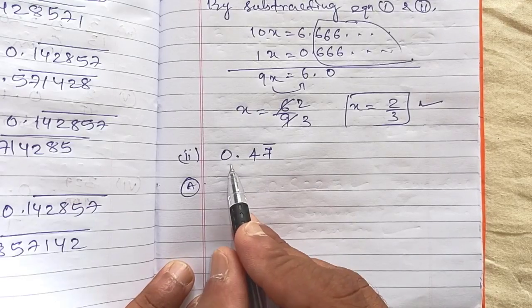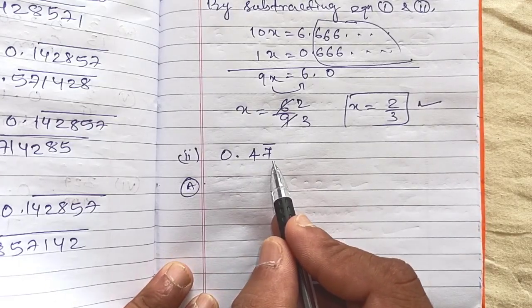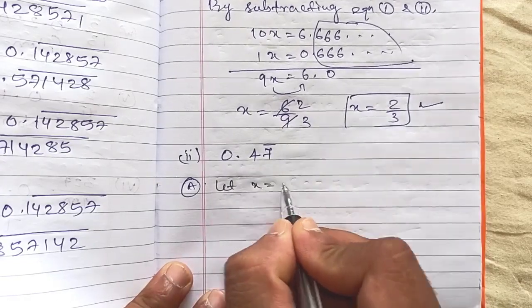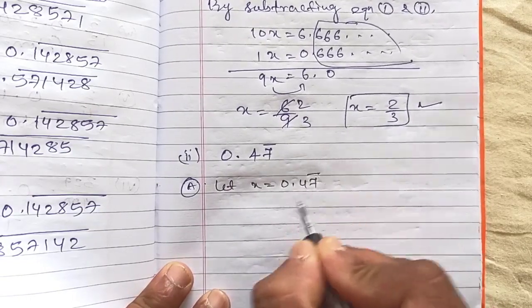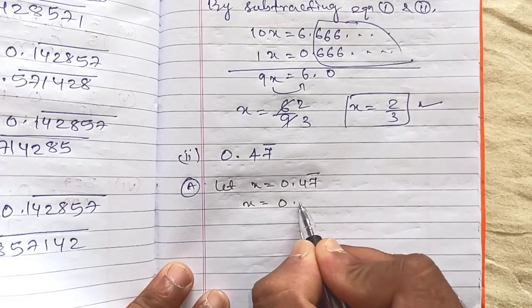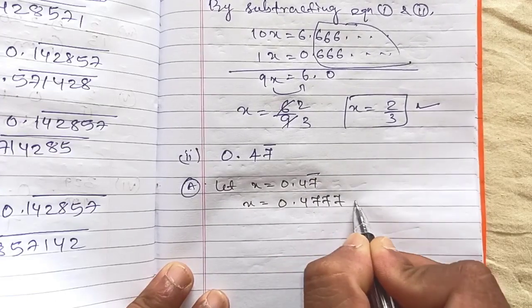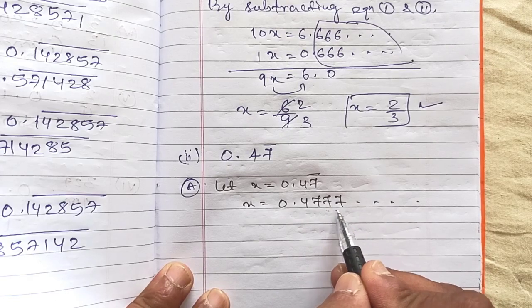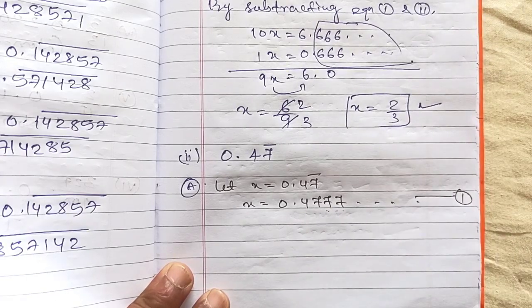In the second part, the question is given 0.47 bar. The bar is only on 7. So we will write, let x equals 0.47 bar. We will arrange it as 0.4777. As the bar is only on 7, we will write 7 two more times. This is our equation 1.